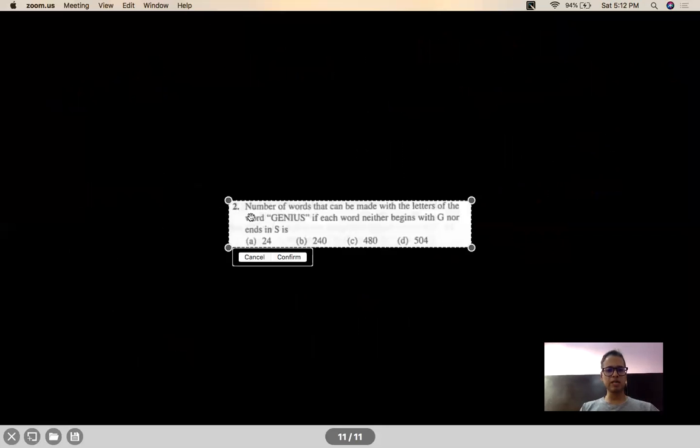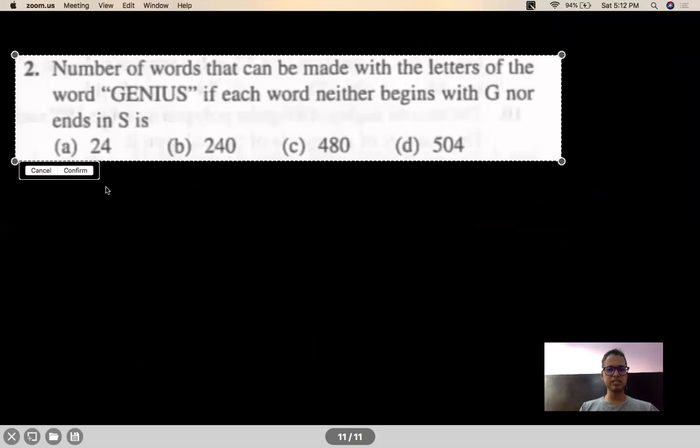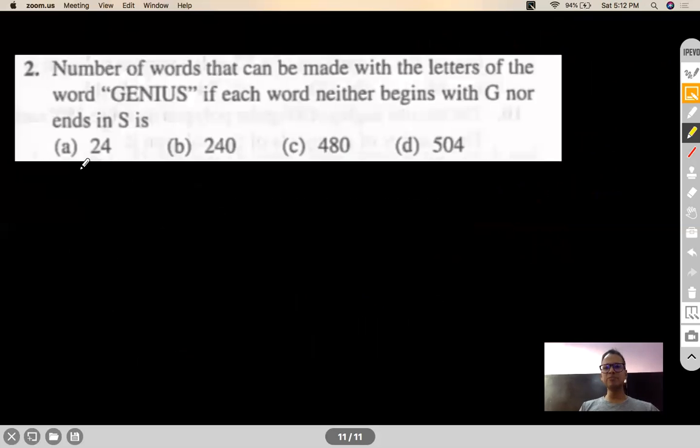Genius, like you all are. Number of words that can be made with the letters of the word GENIUS, if each word neither begins with G nor ends in S. And here goes your poll.